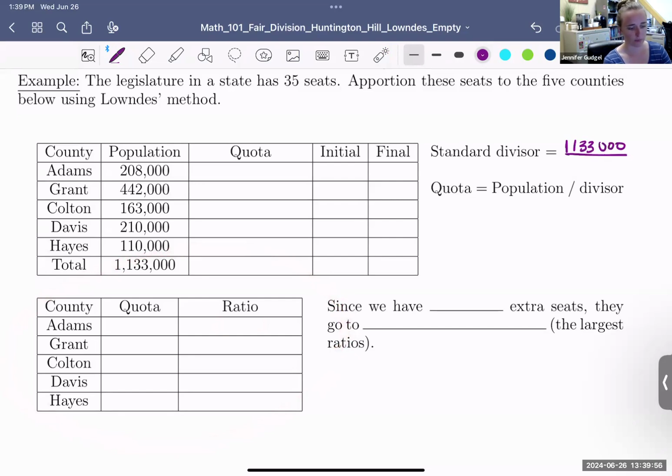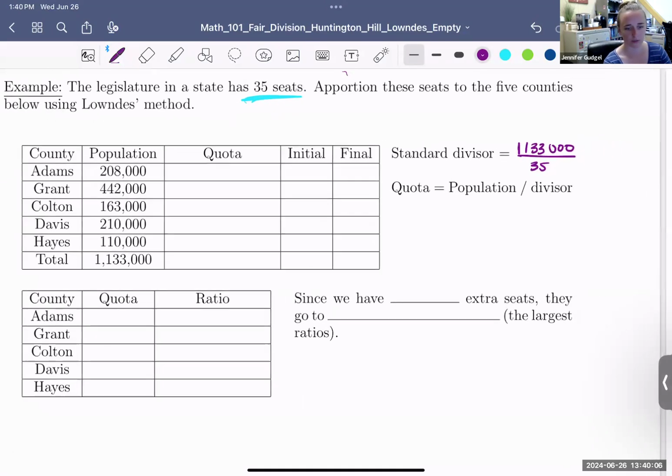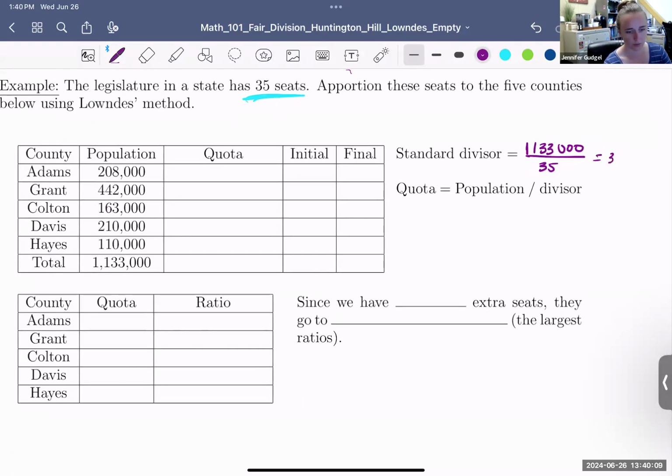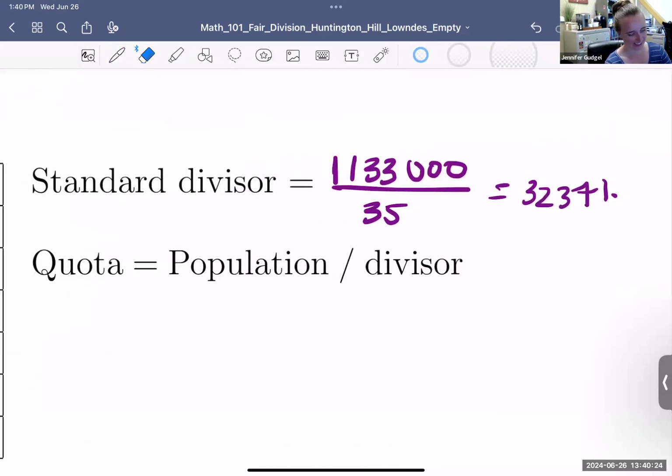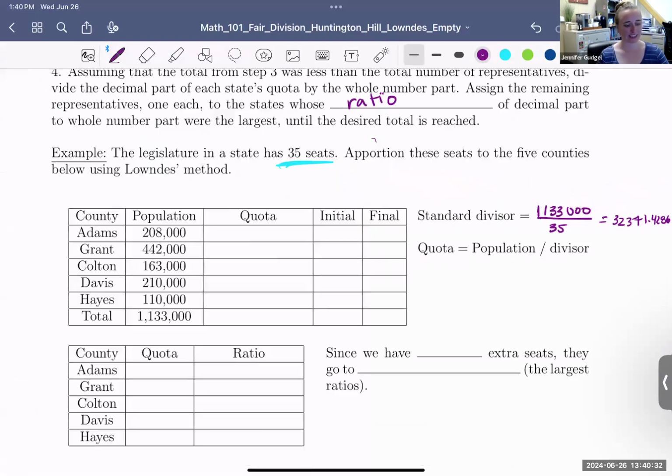133,000 divided by how many seats? We're apportioning 35 seats. I took my total population and divided it by 35 to get our starting divisor of 32,371.4286. All right, that's going to be our starting divisor.